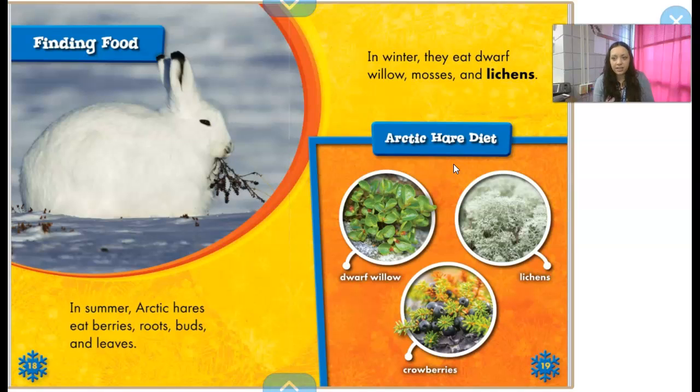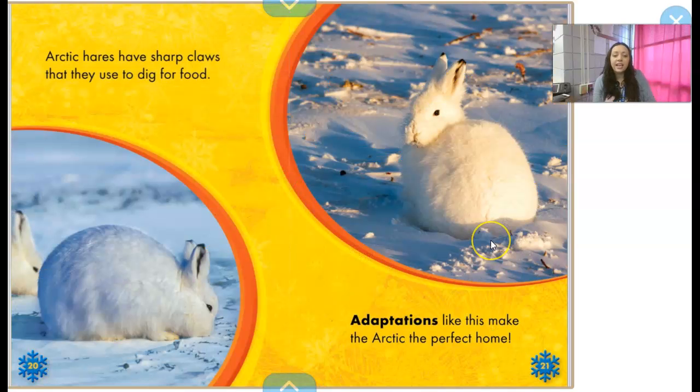So let's think about this. The Arctic fox was an omnivore, which means that it eats meat and it eats plants. How about the rabbit? Is the rabbit an omnivore? No, the rabbit is a herbivore. It's just eating plants. Arctic hares have sharp claws that they use to dig for food. Adaptations like this make the Arctic.